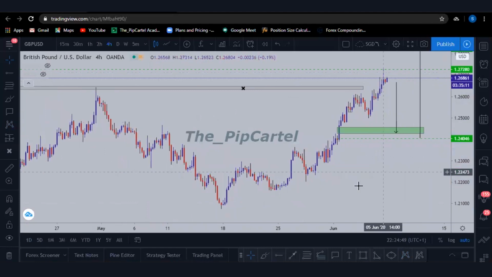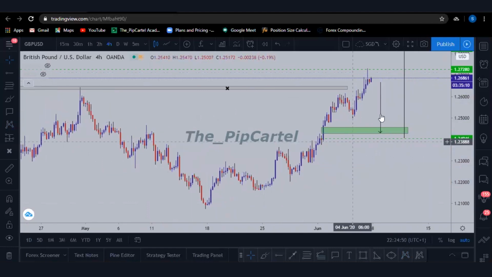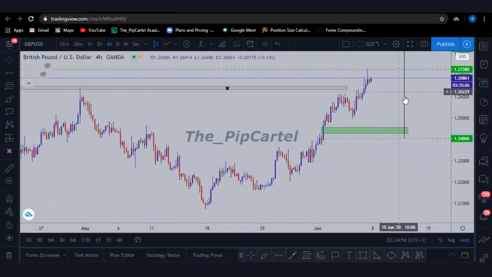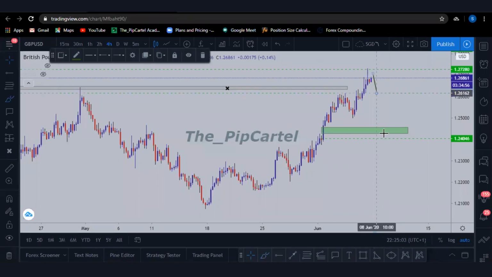So most likely one of two things is going to occur in this pair, right? Number one is price could actually from there come downward, right? Come downward this way, and probably bounce off. All right.